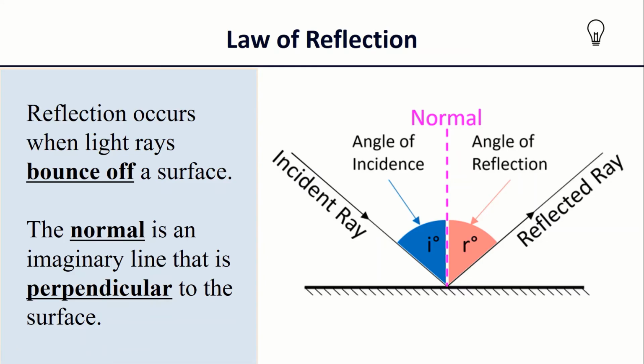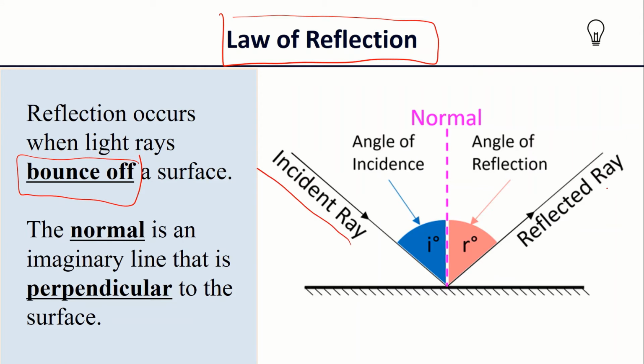Alright, so any reflection is governed by the law of reflection, of any surface. Reflection occurs because light rays bounce off a surface. This is what we said just now. Now let's look at the diagram here. There are a few terms to learn here: incident ray, reflected ray, normal, angle of incidence, and angle of reflection. Let's go through them one by one.